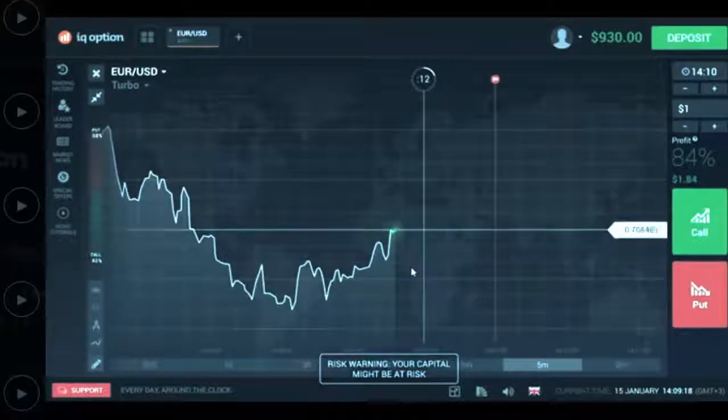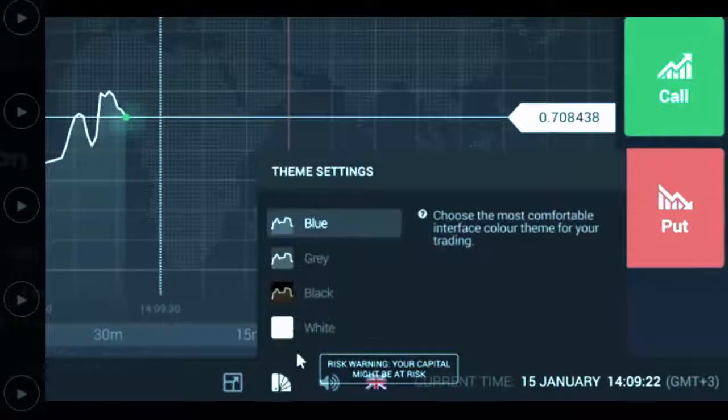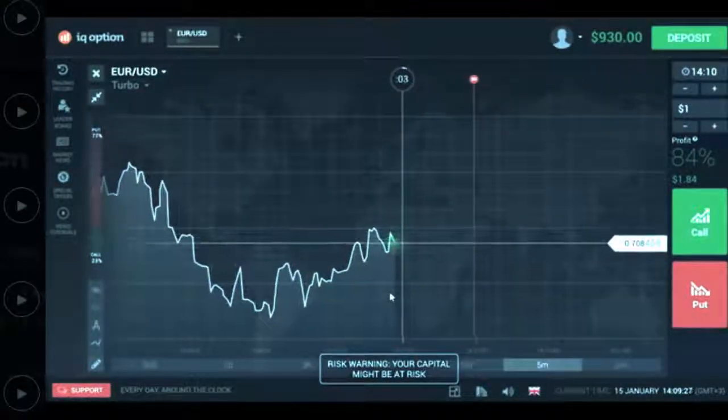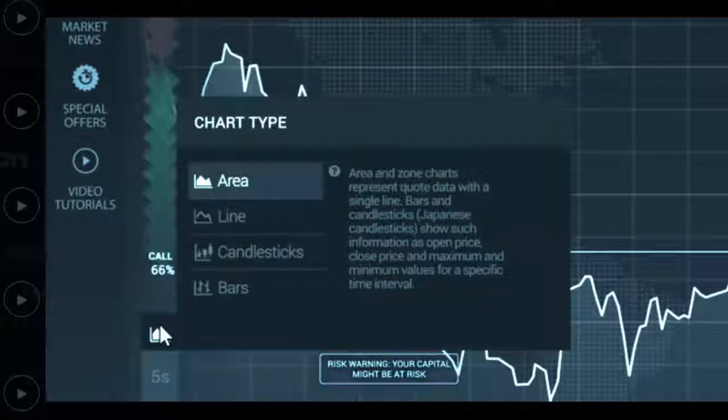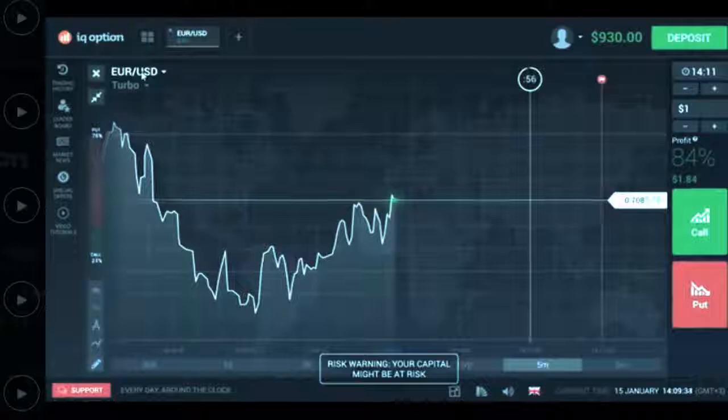The first step is to adjust the interface. In the lower right-hand corner, you can turn on one of the proposed color themes and choose your preferred type of chart display in the Technical Tools panel. Select an asset before you start trading on the platform.